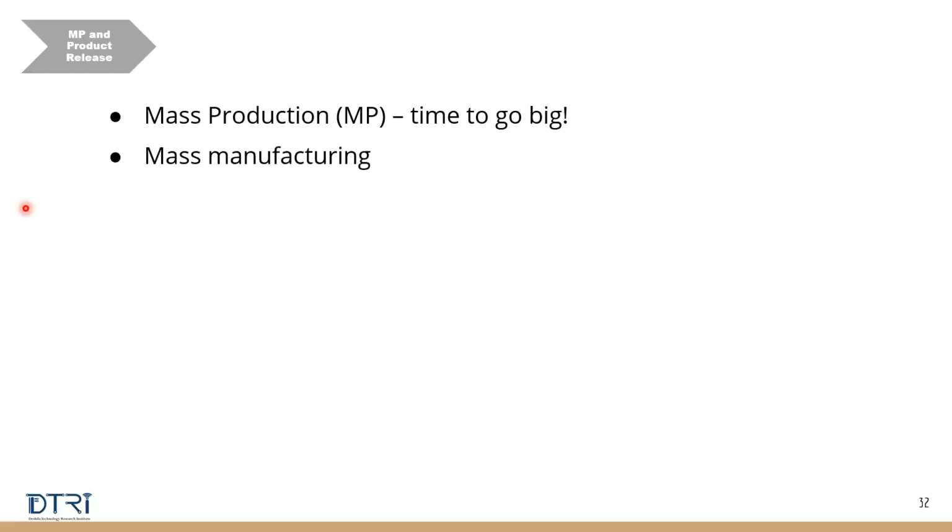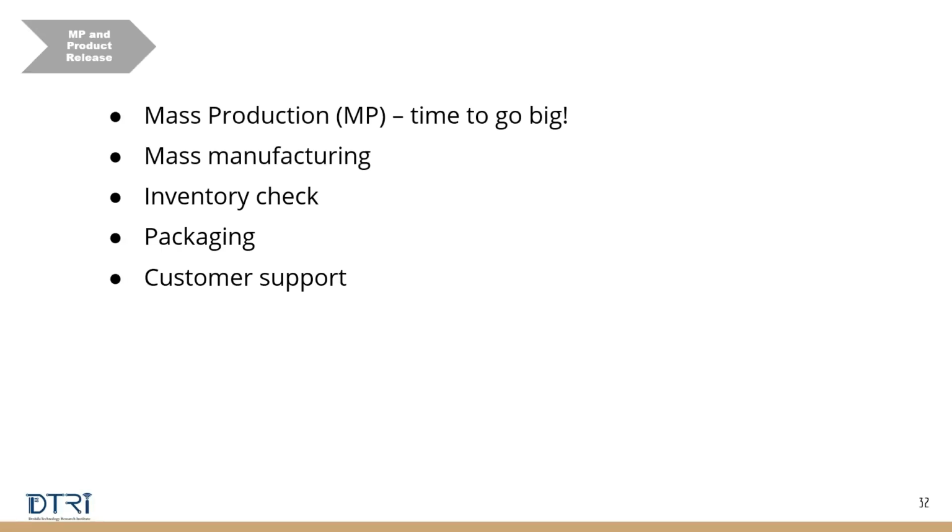So you are looking at mass manufacturing. That means it is not really within a small quantity like 100 or 200 units. You are thinking of millions of units, lakhs of units that you want to build. But when you're doing this, you have to look at a few things like inventory check, packaging, customer support, and all these issues. So what I mean is, when you're building millions of devices, right?